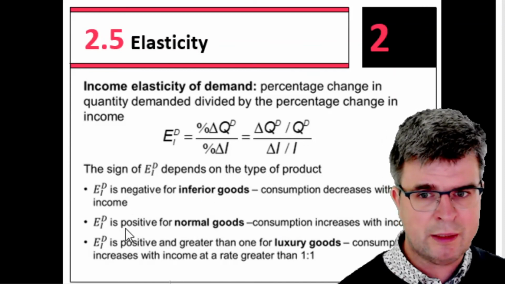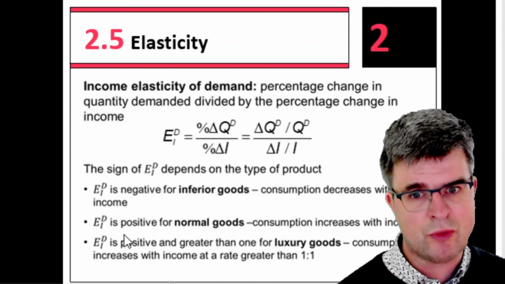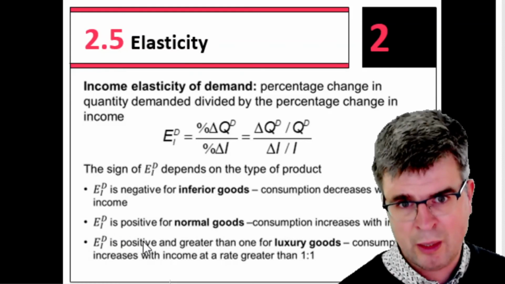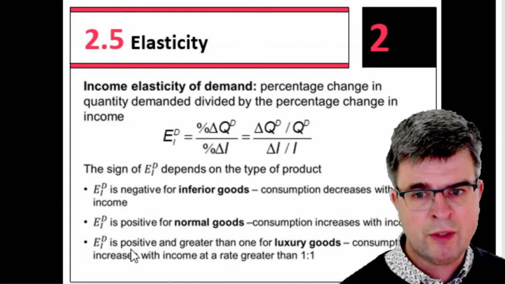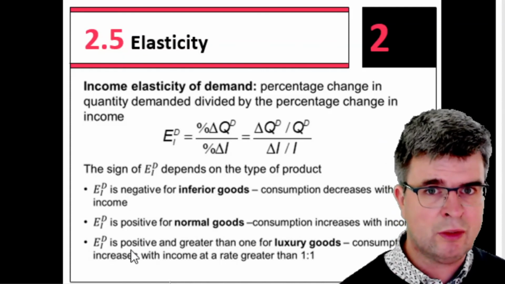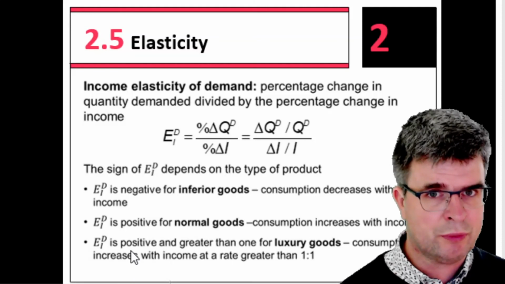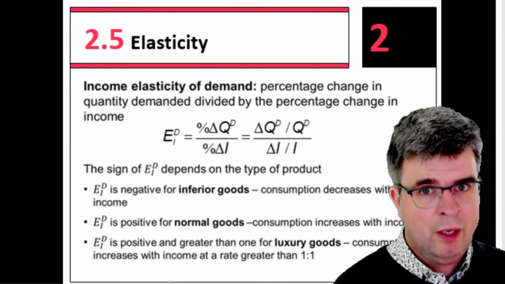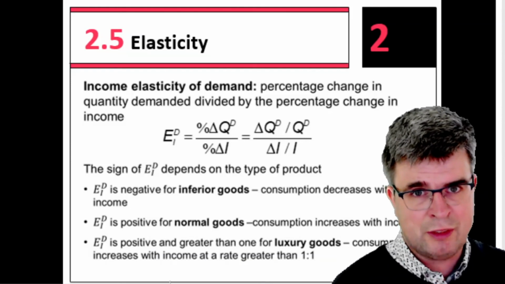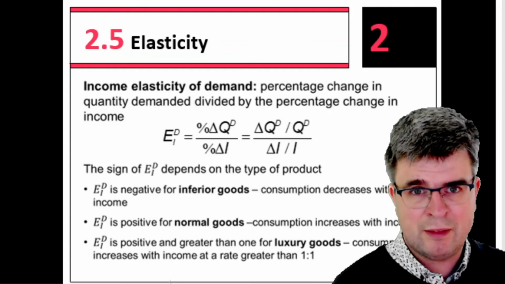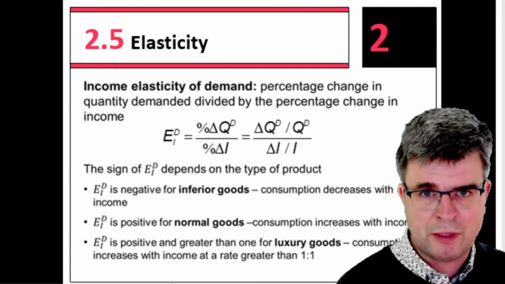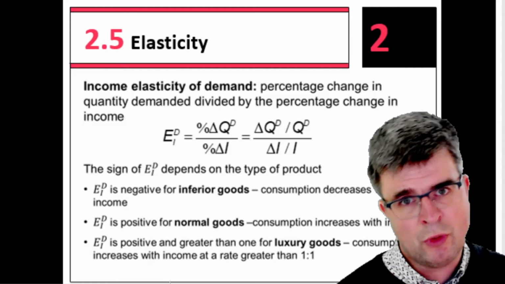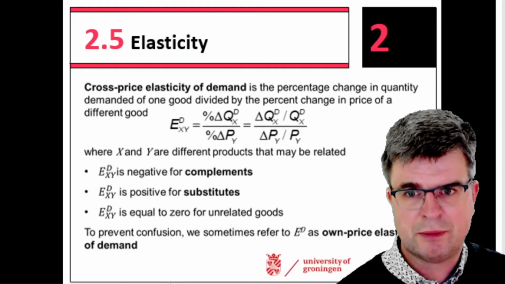If the value is positive, we talk of normal goods. These are goods of which the consumption increases with income. And if the value is positive and larger than 1, we talk of luxury goods. Meaning that if your income increases by 10% and your consumption of cars increases by more than 10%, then cars are a luxury good to you. So inferior goods, normal goods, and luxury goods.